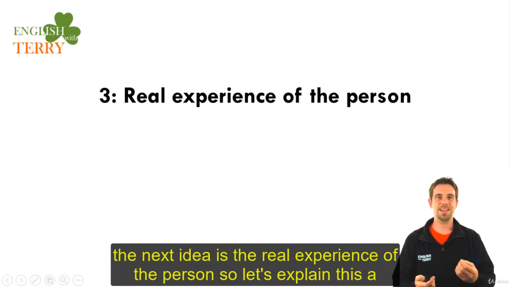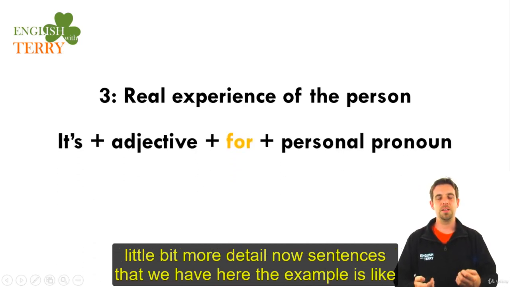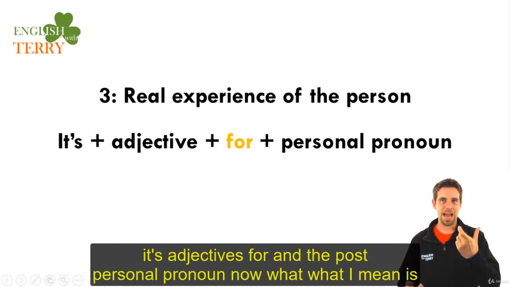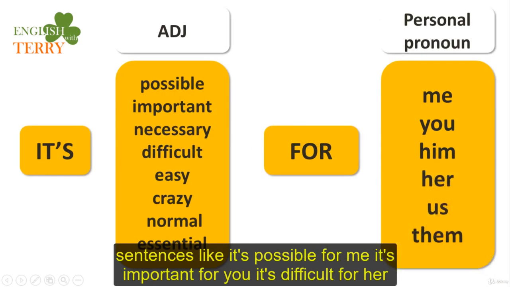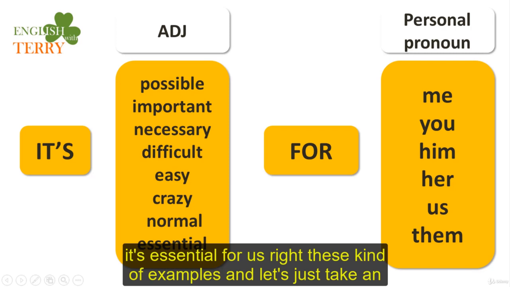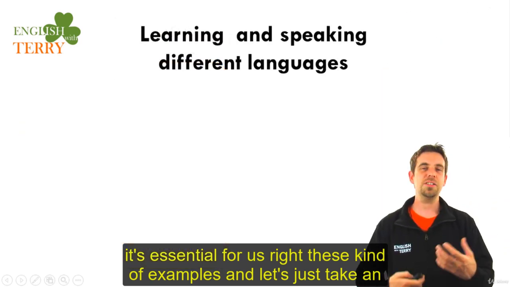So let's explain this in a little more detail. The sentences we have here are like it's, adjective, for, and the personal pronoun. What I mean is sentences like it's possible for me, it's important for you, it's difficult for her, it's essential for us, right? These kinds of examples. And let's just take an example.